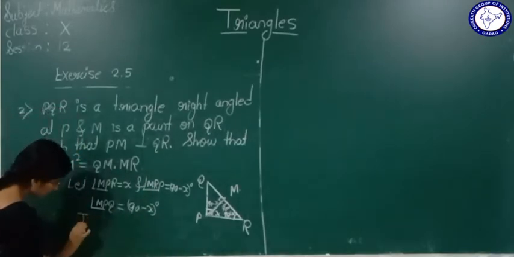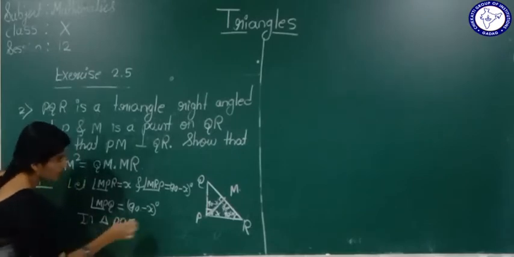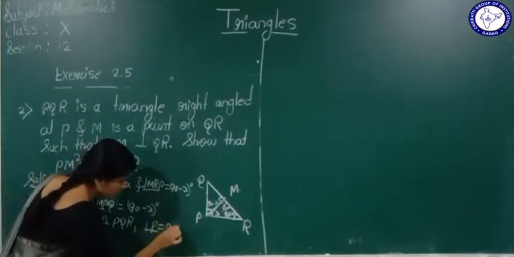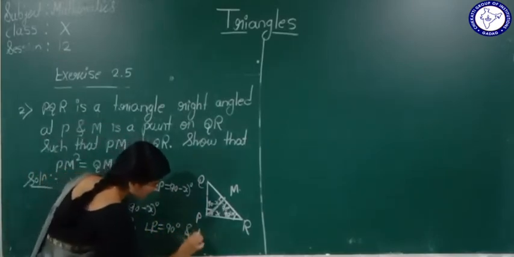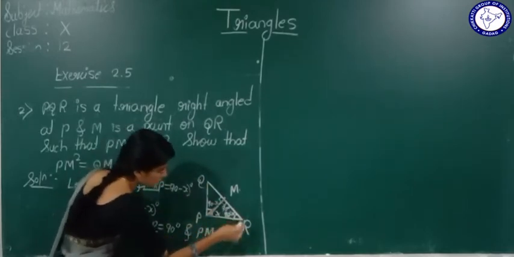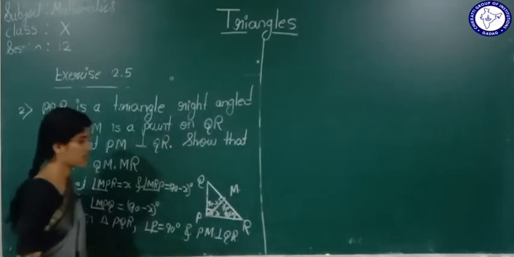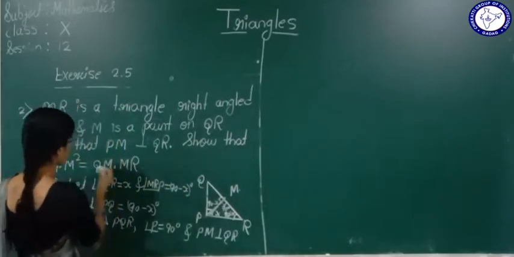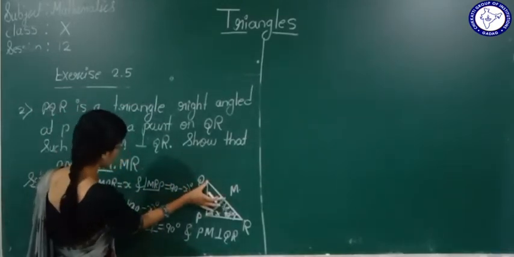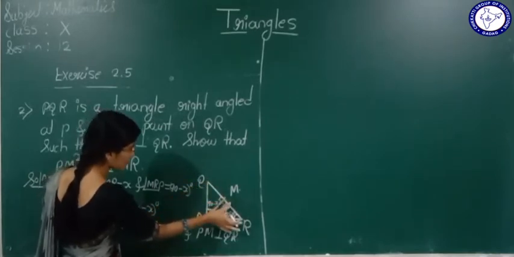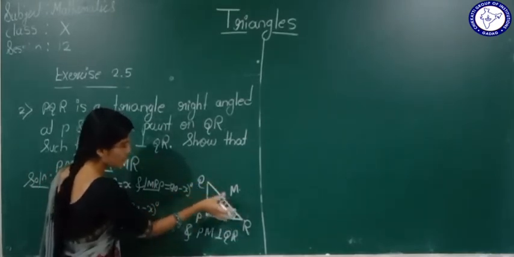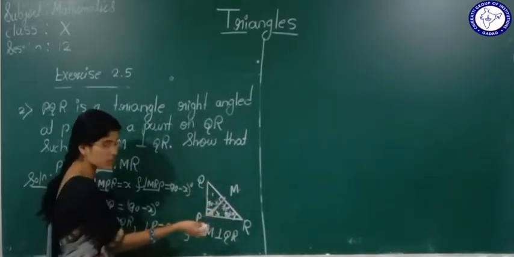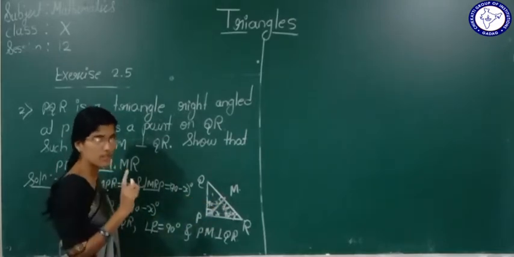Now, in triangle PQR, what is given? Angle P is equal to 90 degree, and PM is perpendicular to QR. Now see here students, we want the sides QM and MR. For this to be possible, we have to prove these two triangles are similar first.